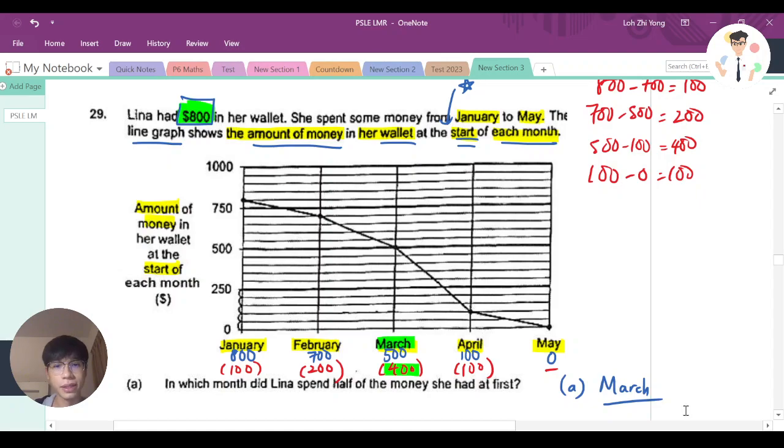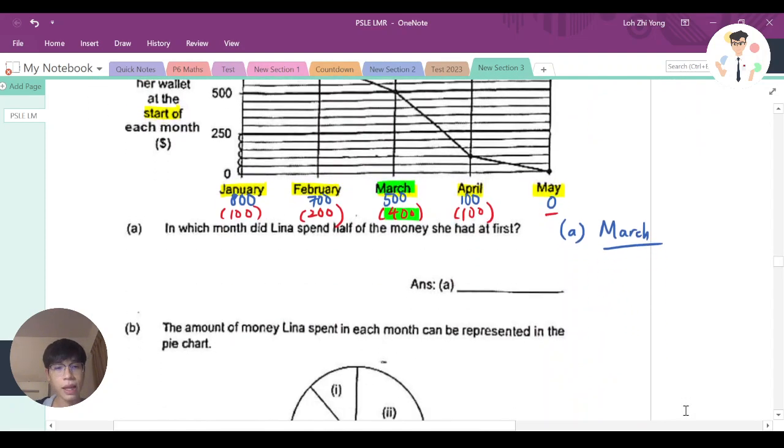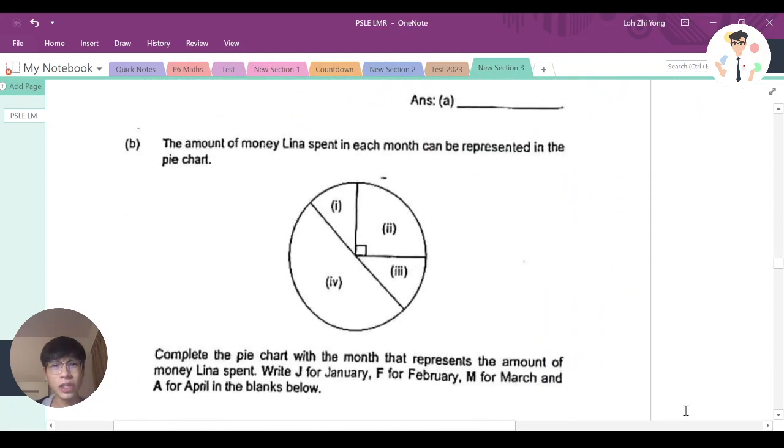Now let's look at B. The amount of money Lina spent in each month can be represented in the pie chart. So complete the pie chart with the month that represents the amount of money Lina spent. Write J for January, F for February, M for March, and A for April.